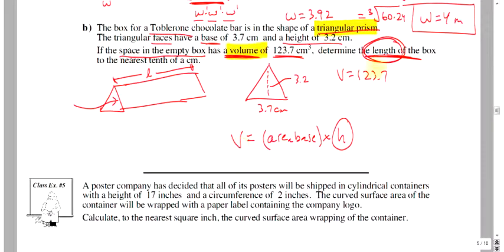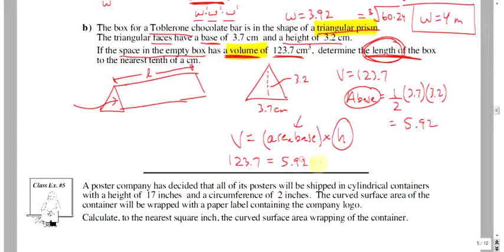Right? What do I know? I know the volume is 123.7. I'm trying to find the height. I can only do this if I know the area of the base. Can I find the area of the base? Yes. That shape is a triangle. The formula is 1/2 base, there's another base, times height. Okay? If you put that in your calculator, 3.7 times 3.2 divided by 2, it's one way to do it. All the numbers on the top multiply. All the numbers on the bottom divide. Okay, we get what? 5.92. That's the area of the base.